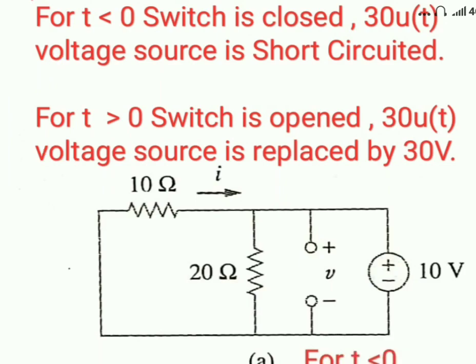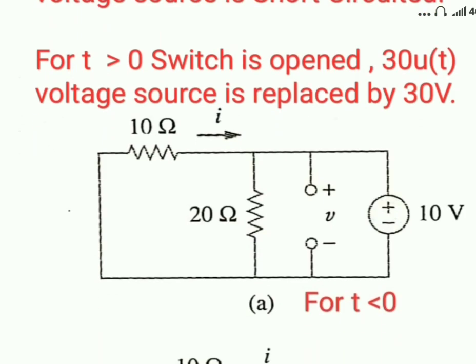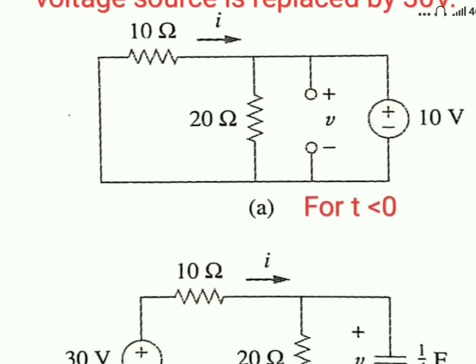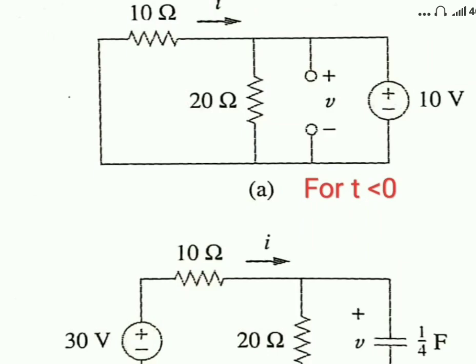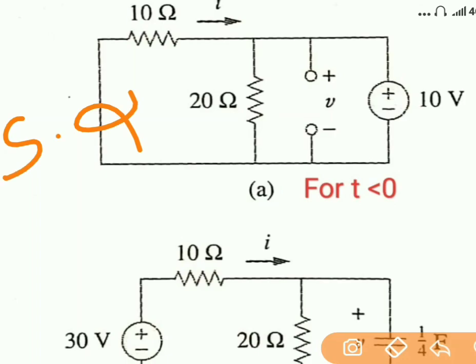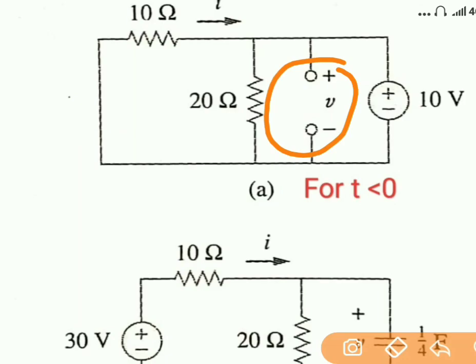For time t less than 0, the circuit would be like this. Here you can see the unit step signal is not there, it is behaving as a short circuit. And the capacitor reaches steady state, that is why it is behaving as an open circuit.